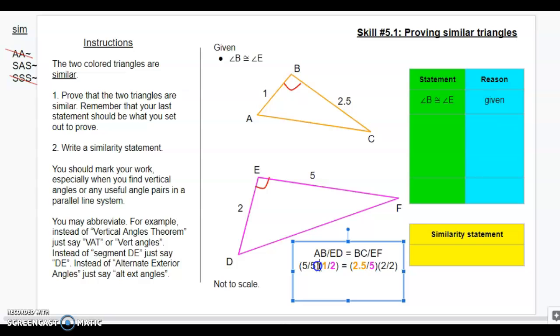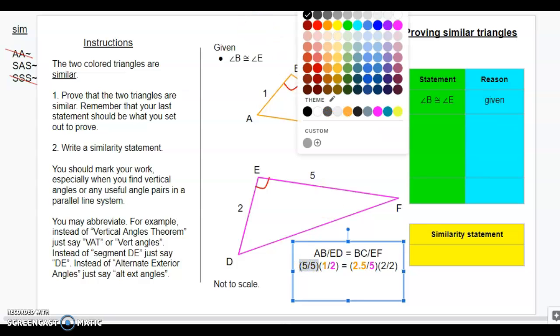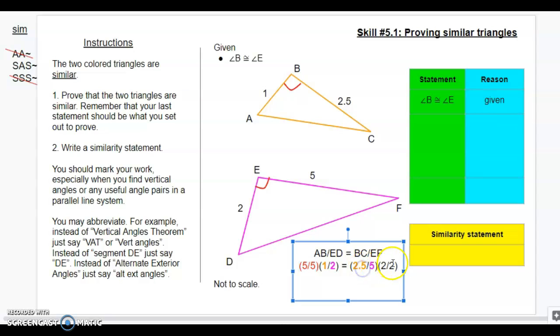All right. This quantity in red is 1. This quantity in red is 1. I've multiplied both sides of the equation by 1. You know that you're allowed to multiply both sides of the equation by the same number and keep that number true. 5 over 5 times 1 over 2 gives me 5 over 10. 2.5 over 5 times 2 over 2 gives me 5 over 10.